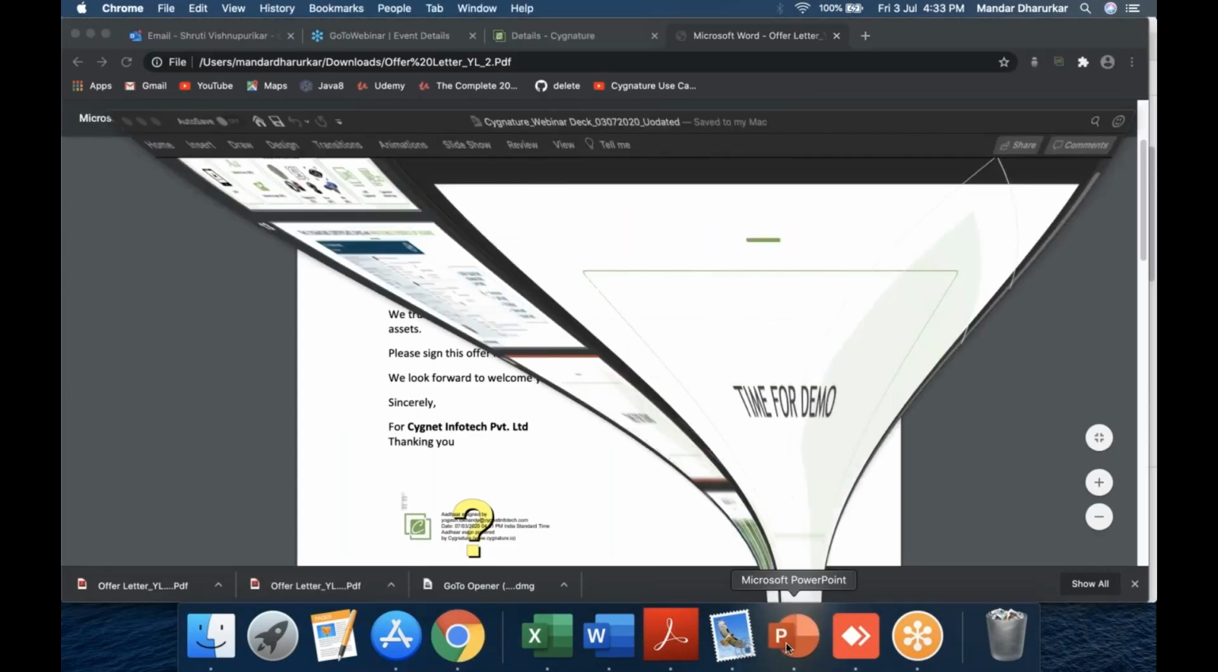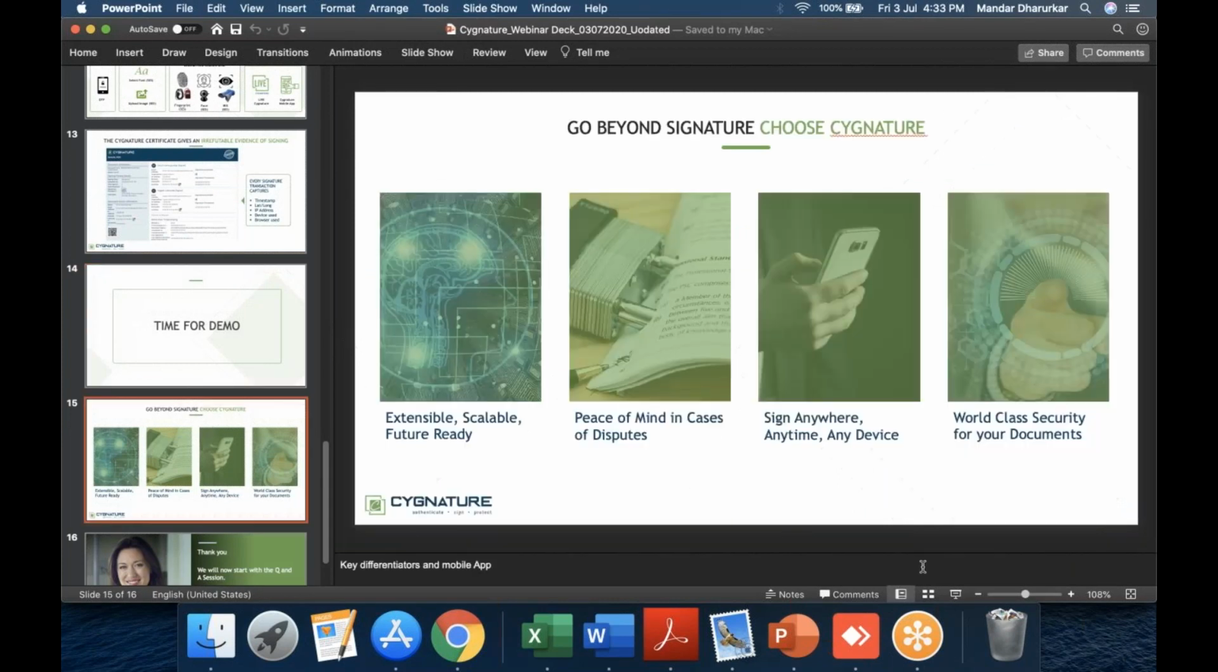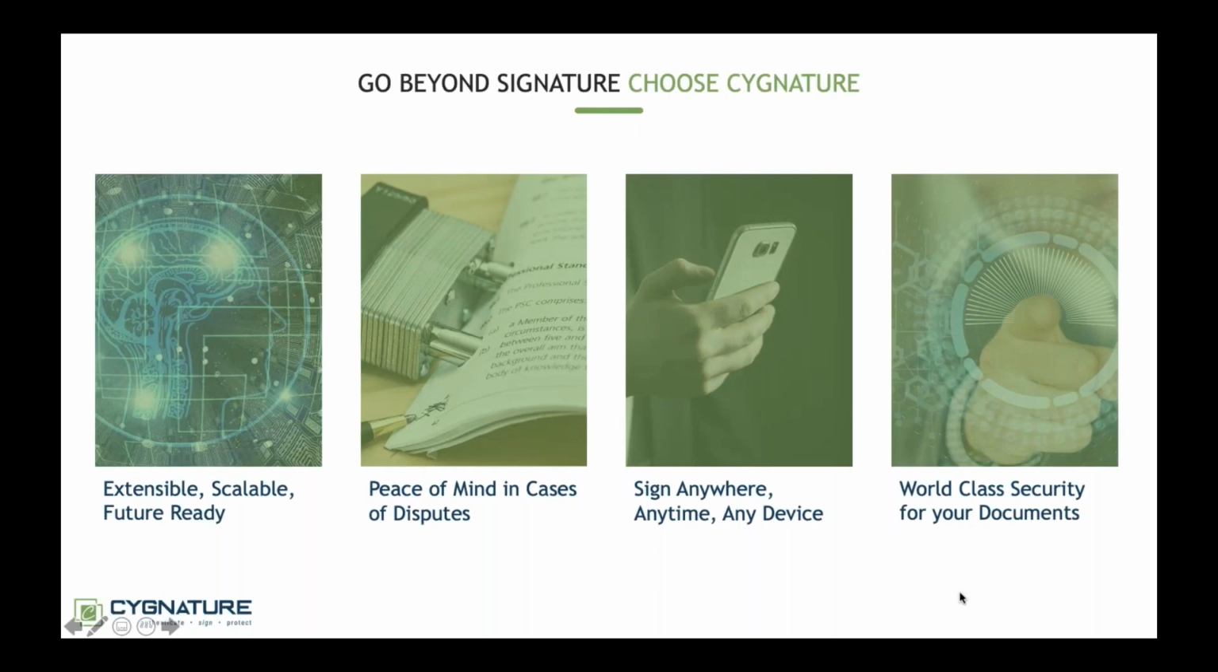So let's come back to our web PPT. We have seen a quick demo. So why am I saying go beyond signature and choose signature? Beyond signature is like going beyond this pen and paper thing, beyond this printer scanner thing, and choosing signature over everything. So we are extensible, scalable, future ready. Peace of mind in case of dispute: as we've seen the certificate of completion, we saw how Aadhaar sign looks, how the signer is completely valid. Whenever you have some dispute, you can say, no, you have signed this document and I have legal proof of that.